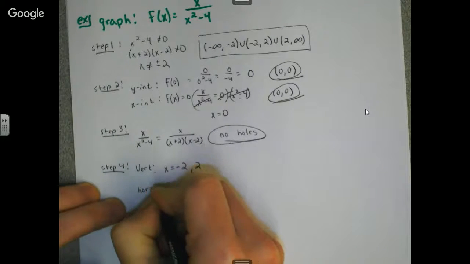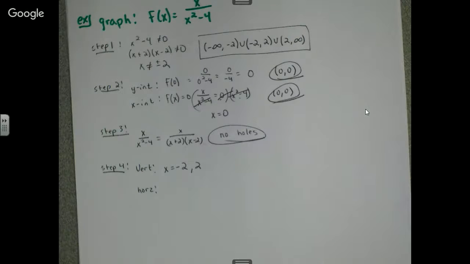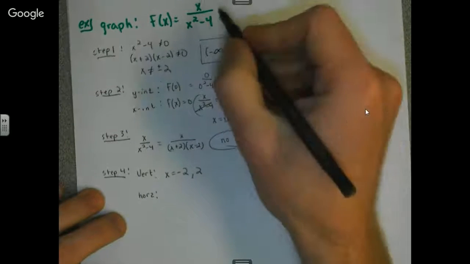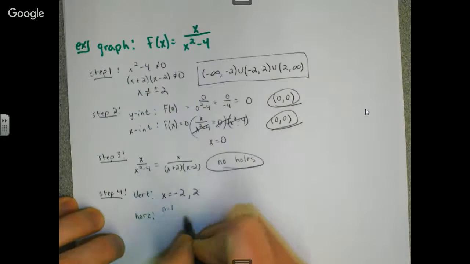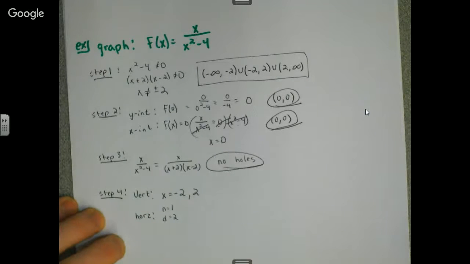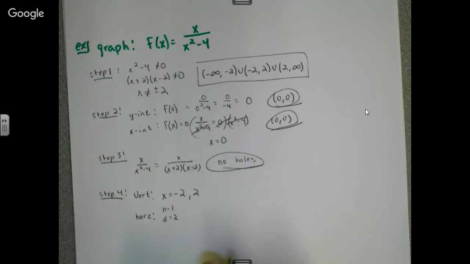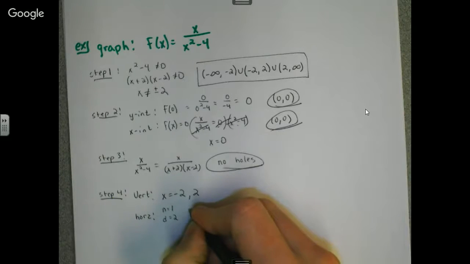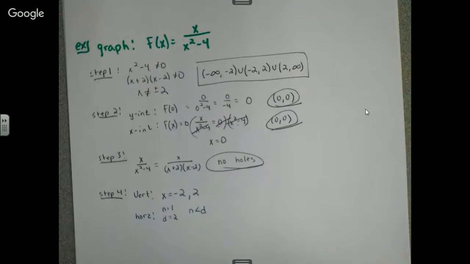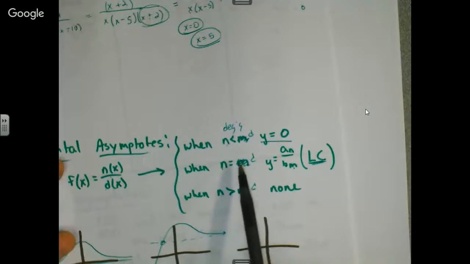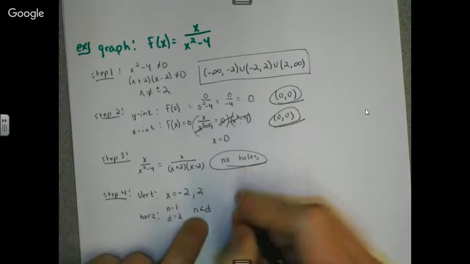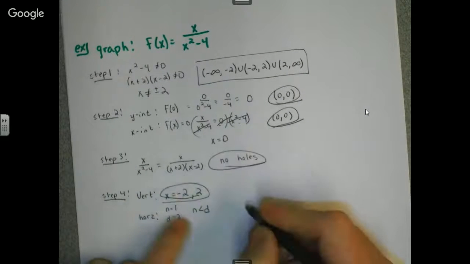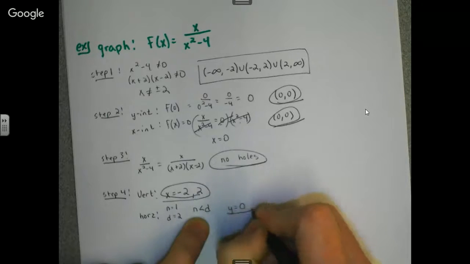Horizontal. With horizontal, you have to look at the degree of the top and the bottom. The degree of the top is 1, and the denominator is 2. If the numerator is less than the denominator, going back to this sheet right here, you have y equals 0. Which it is, so y equals 0 is your horizontal asymptote.